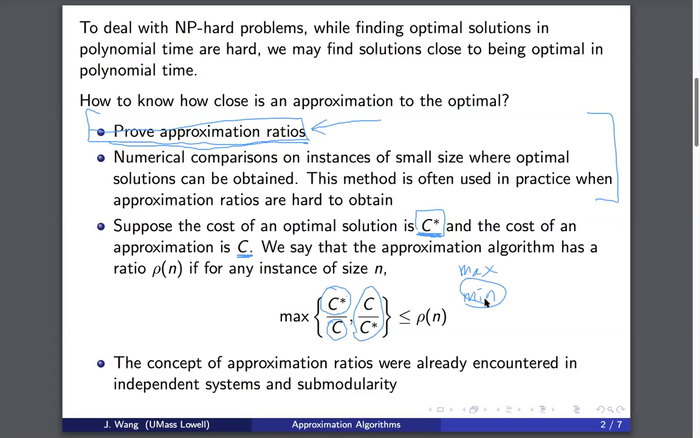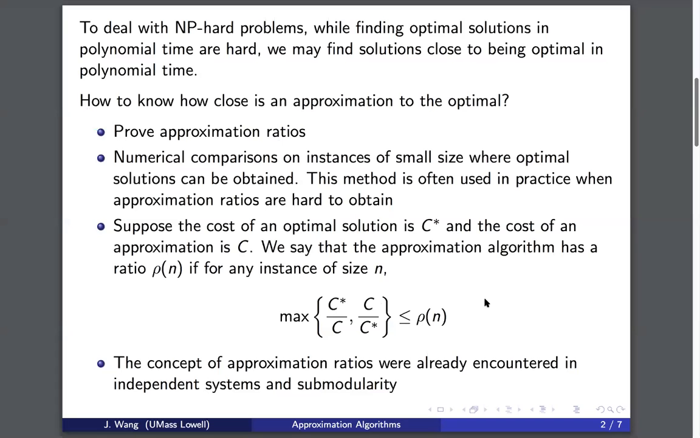So what we are interested in here is the upper bound. If this upper bound is a constant, then it will be good, right? Because that means that our approximation algorithm is off by a constant factor of the optimal solution. Okay, so that's what this means. All right, so now let's move on to see some examples.